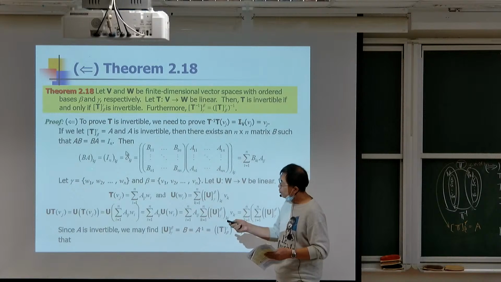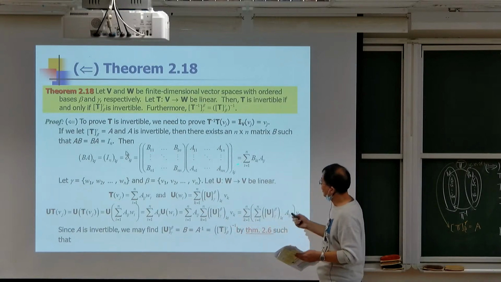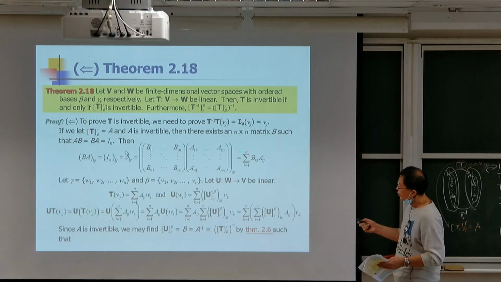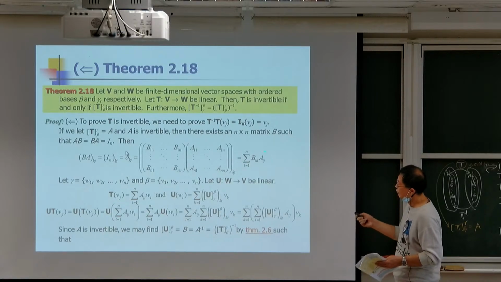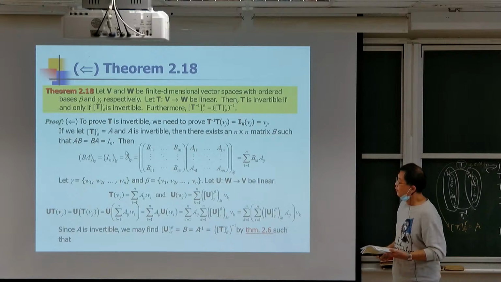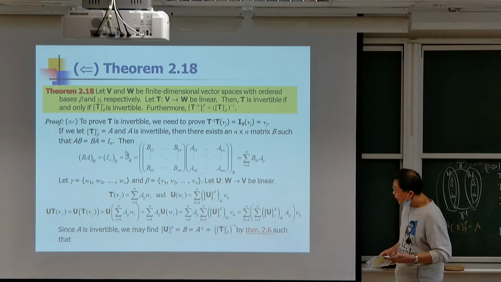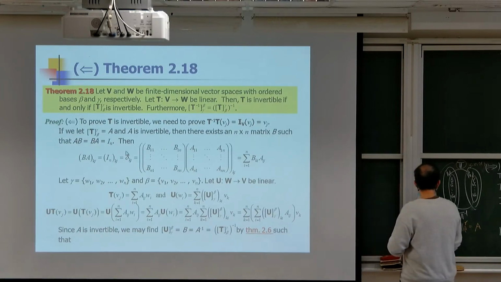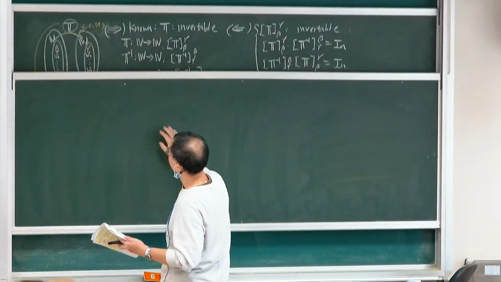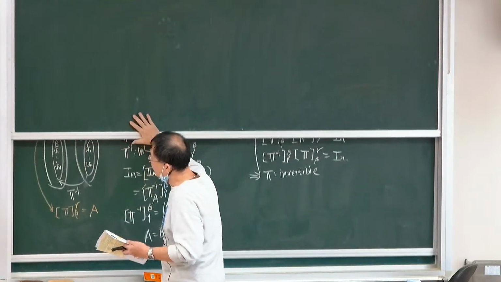So the kth row and the jth column's element can be expressed as summation i equals 1 to n of b_ki times a_ij. We have this result by the definition of matrix multiplication.